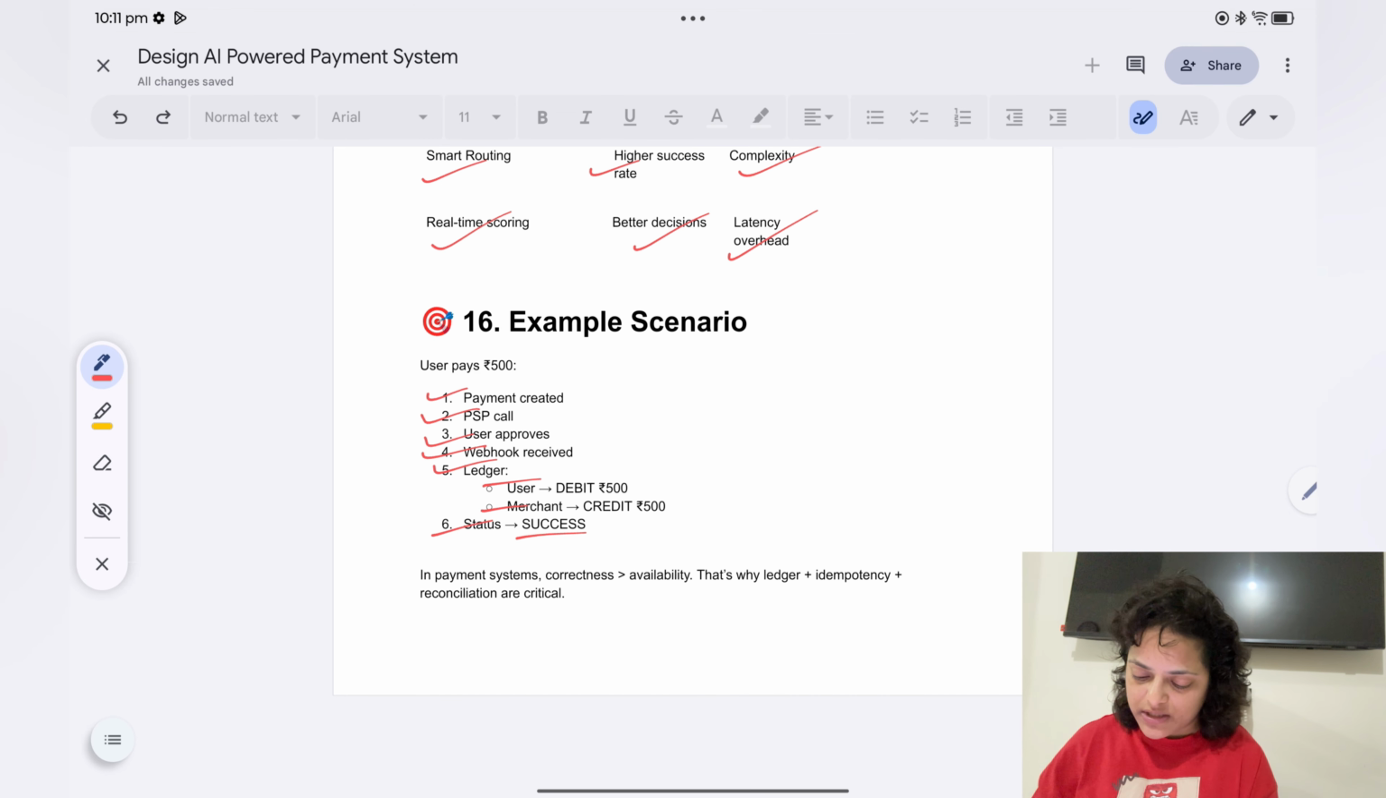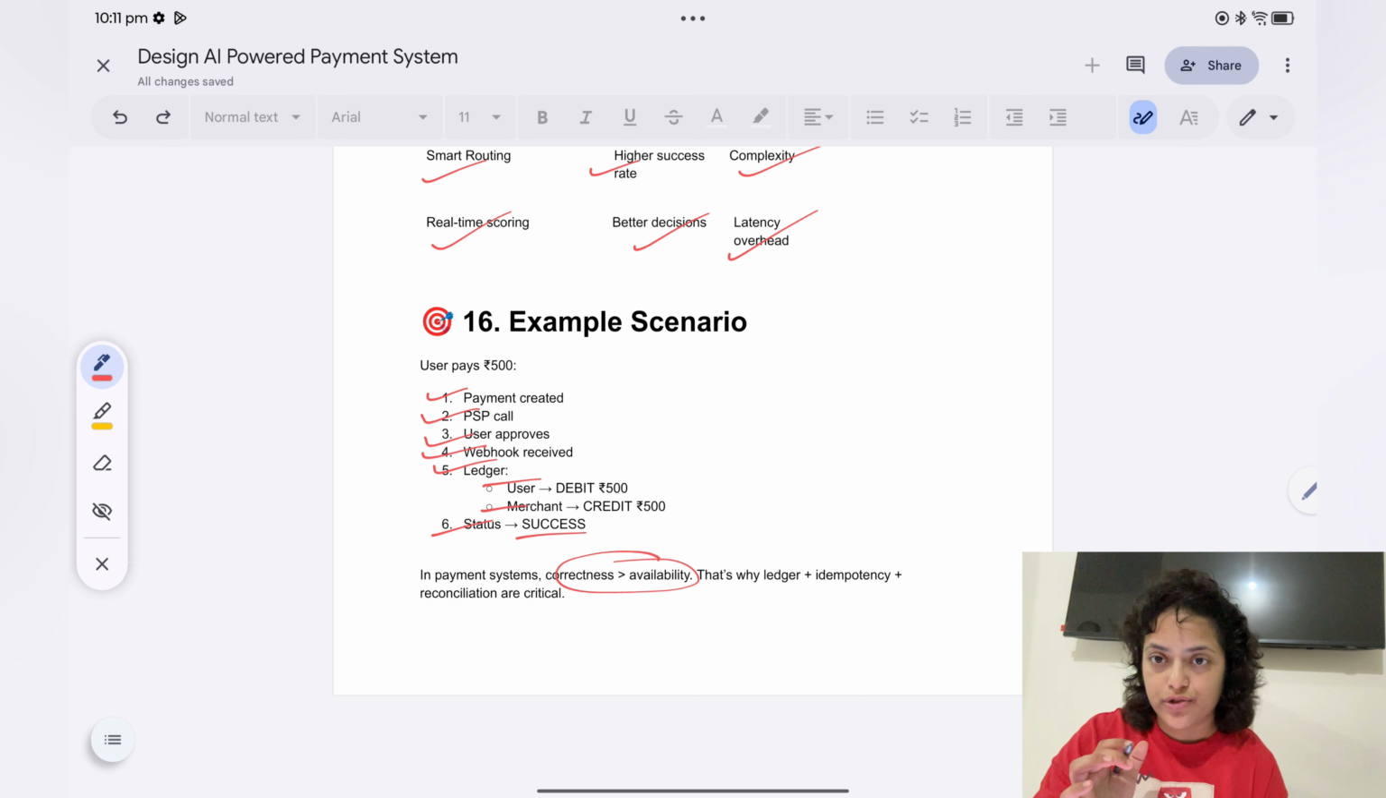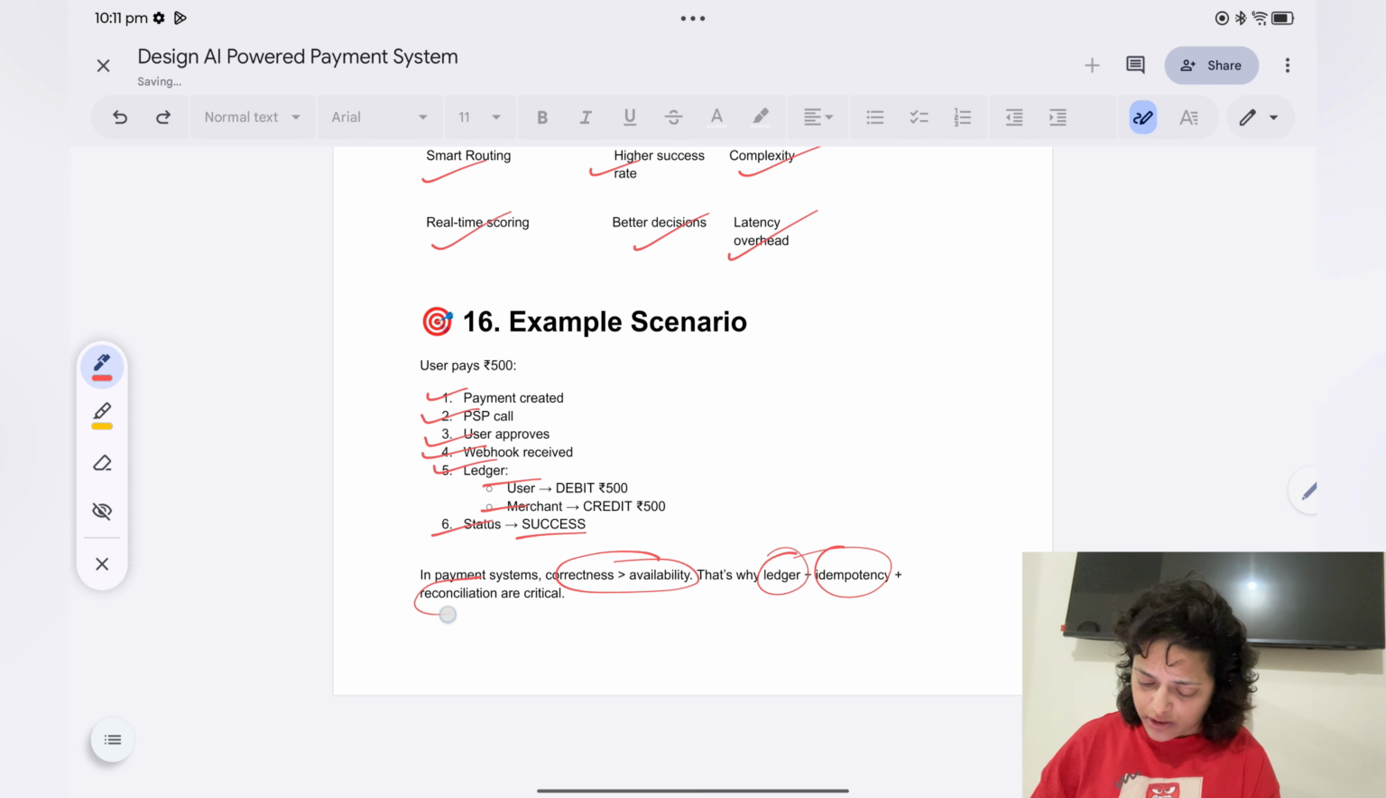So in a payment system, correctness is greater than availability. It should be correct. It's okay if your system is not available, that's fine, but whatever transaction it is doing should be correct. That's why ledger plus idempotency and reconciliation are critical here. So that's it. Thank you.